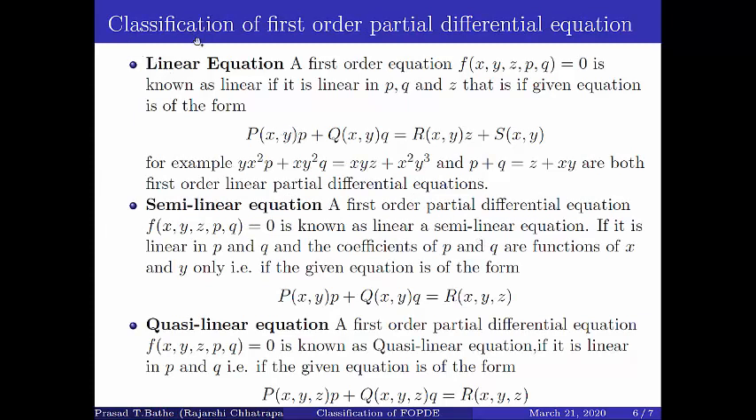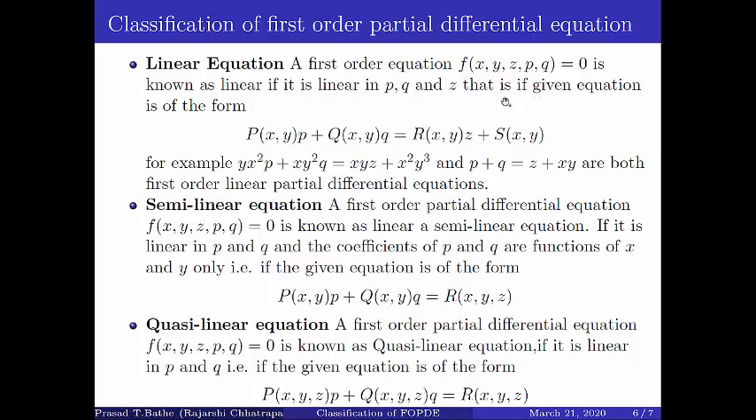Now the classification of first order partial differential equation. These are usually classified as linear equation, semi-linear equation, and quasi-linear equation. Let us go for the linear equation. A first order equation of the form f(x, y, z, p, q) = 0 is known as linear if it is linear in p, q and z.